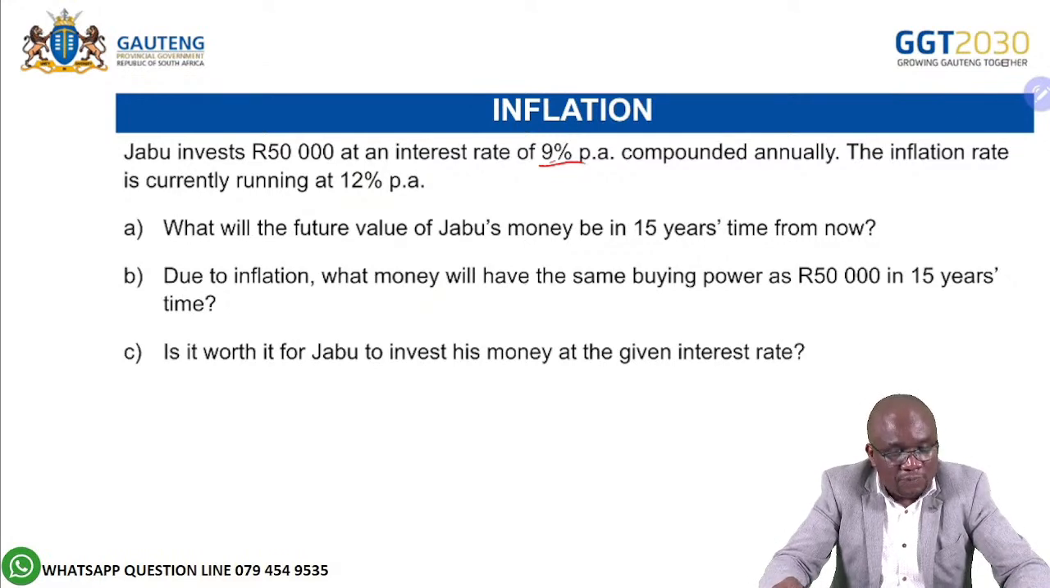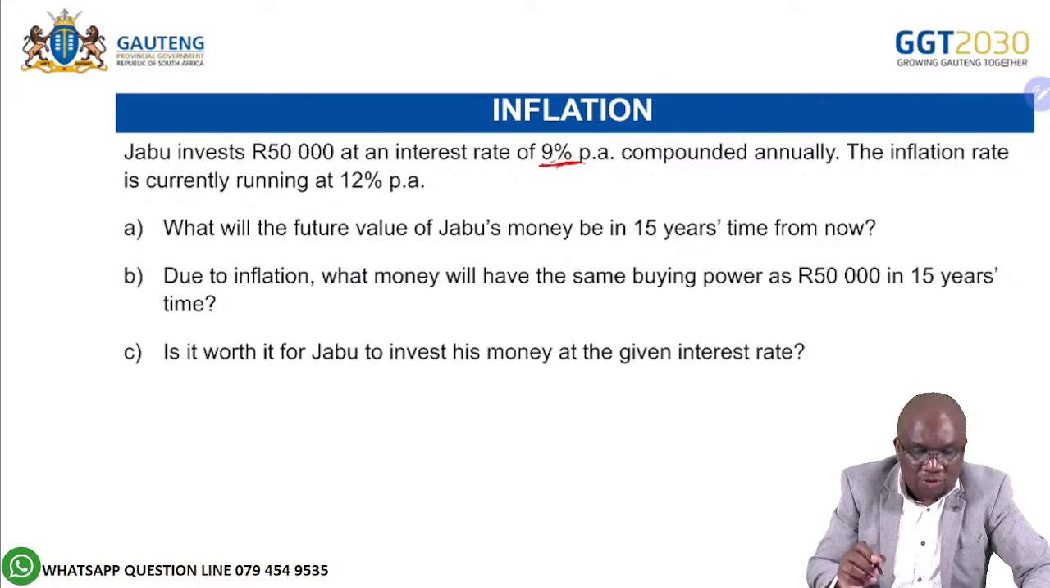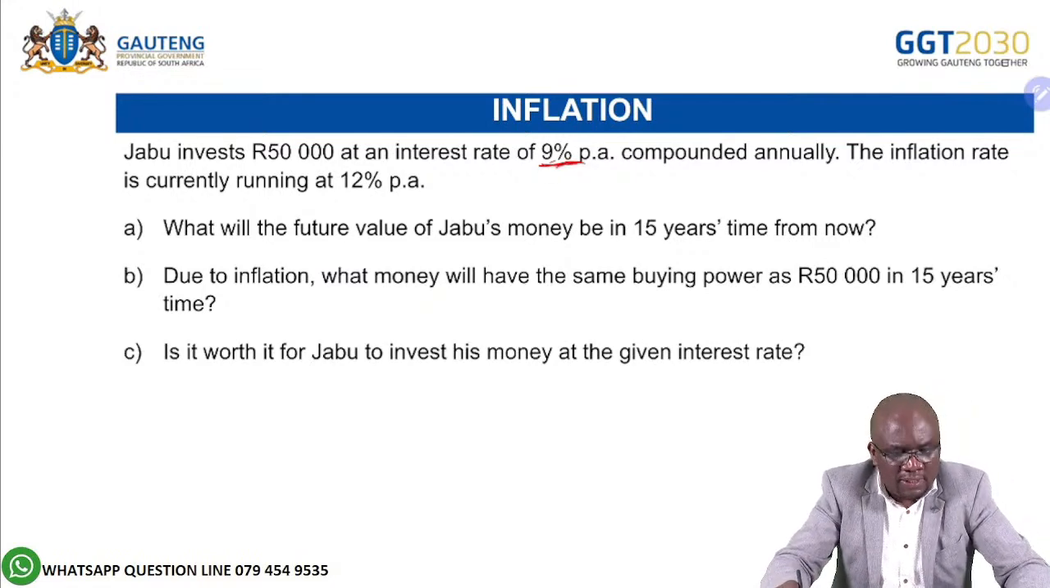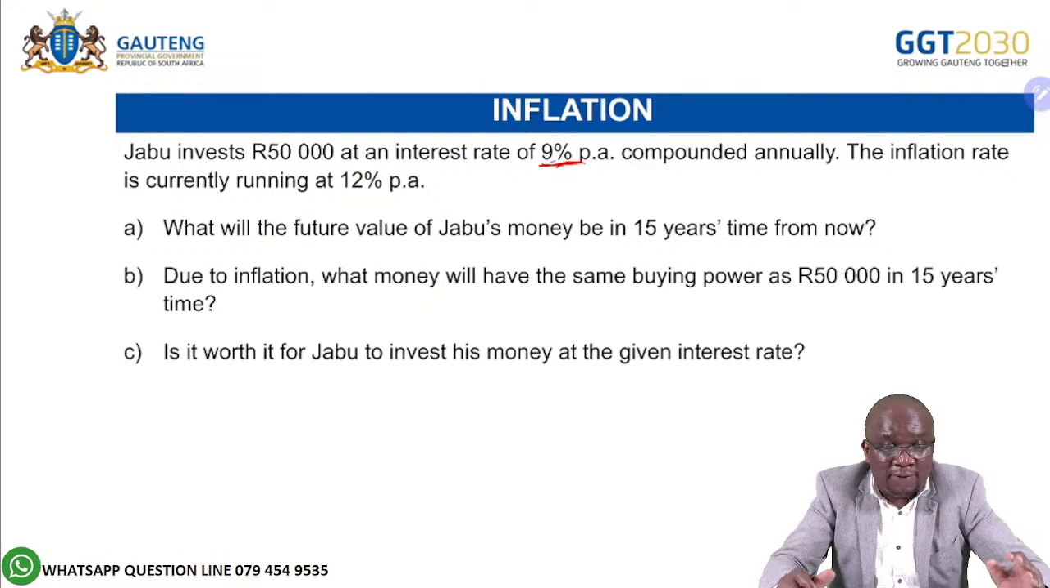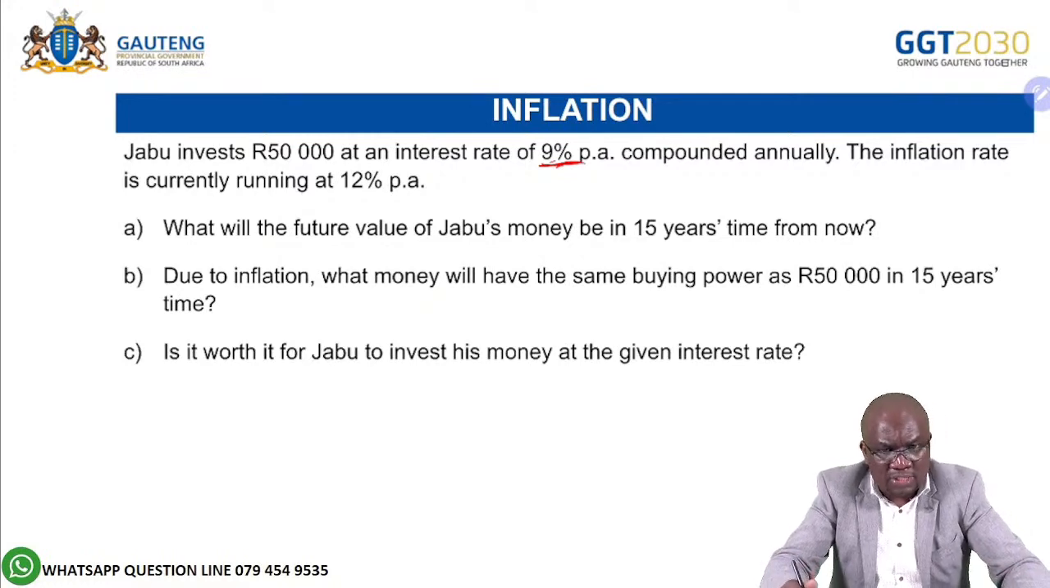And then from A and B, we have to see if it is worth it for Jabu to invest his money at the given interest rate. Actually, you can even see without doing all those complicated calculations that the interest rate is 9% per annum and the inflation rate is 12% per annum. But let's do the calculations sometimes, because the compounding period and the stated period may be different. Okay, let's just do the calculations.